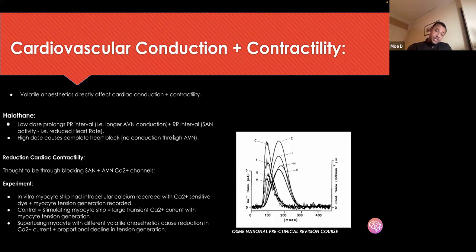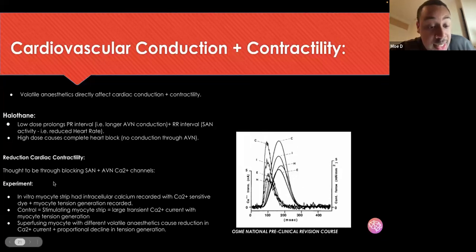And if you take high doses of halothane, it causes a complete heart block, and there'd be no conduction through the AVN if you had to theoretically give a high dose. And the reduction in cardiac contractility of the volatile anesthetics is thought to be through blocking SAN and AVN calcium channels. So if we look at this experiment, what they took is they took a myocyte strip, they placed it in vitro, and they stimulated it.